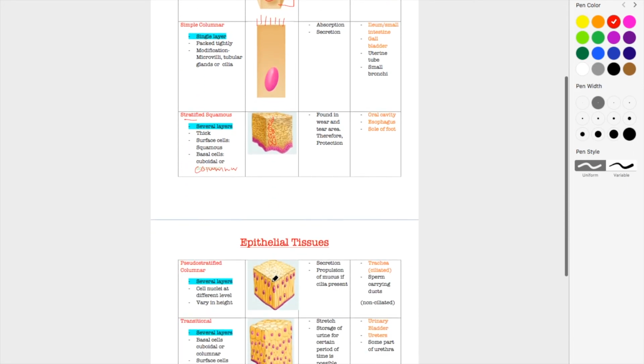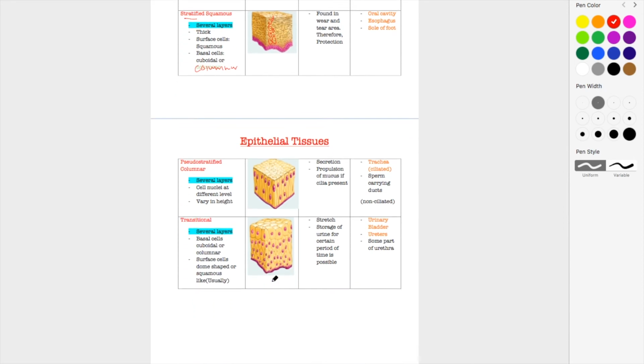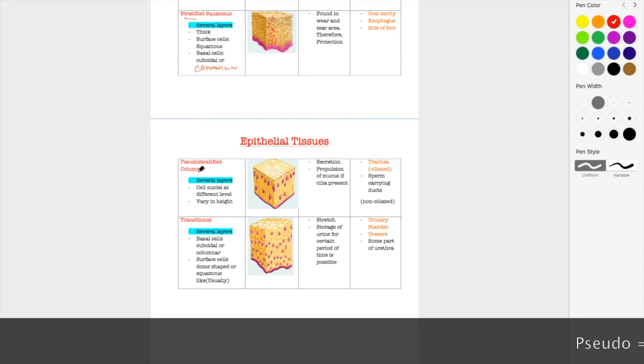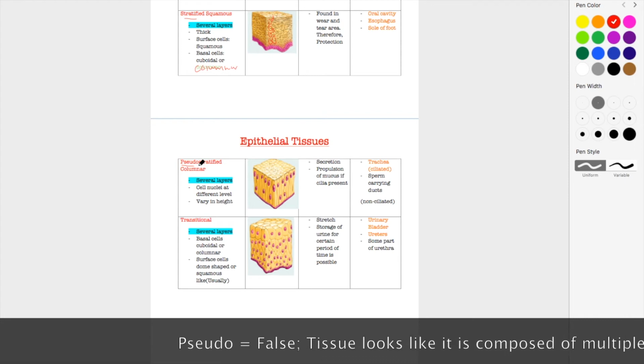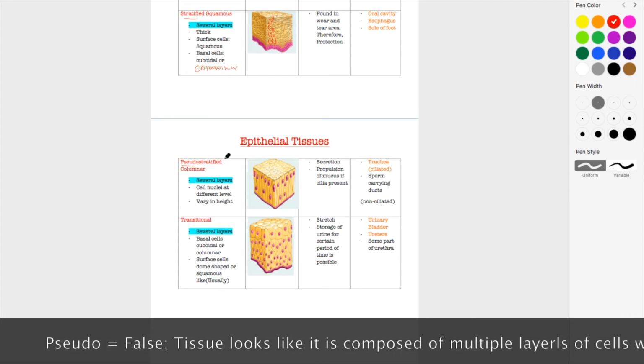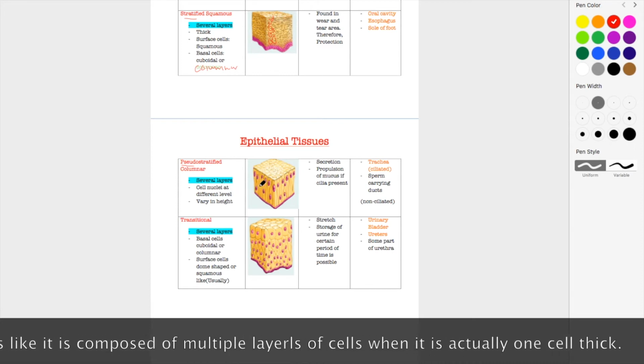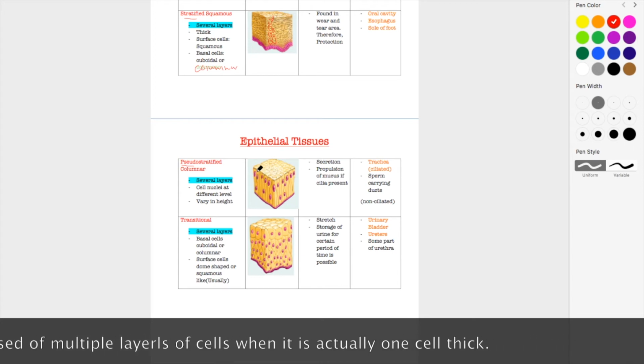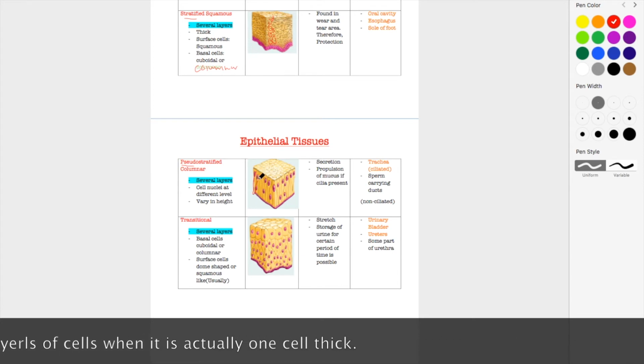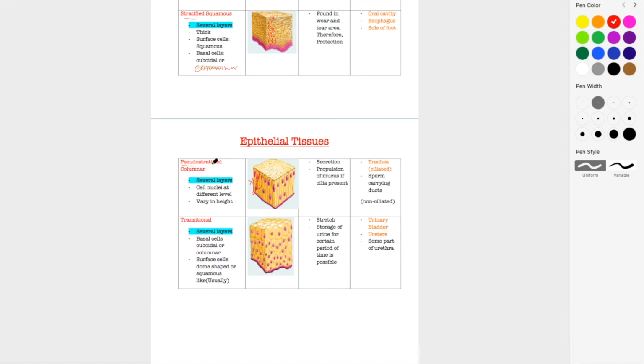Now the next type is called pseudostratified columnar. Pseudo, what do you think of pseudo? Pseudo means false, right? In pseudostratified epithelium, as you can see here, it appears to have several layers, and the nuclei are at different levels. These cells vary in height. If one starts from here, it may not go all the way down; it just stops in the middle. So they are of varying heights, and that's why the nuclei are at different levels.